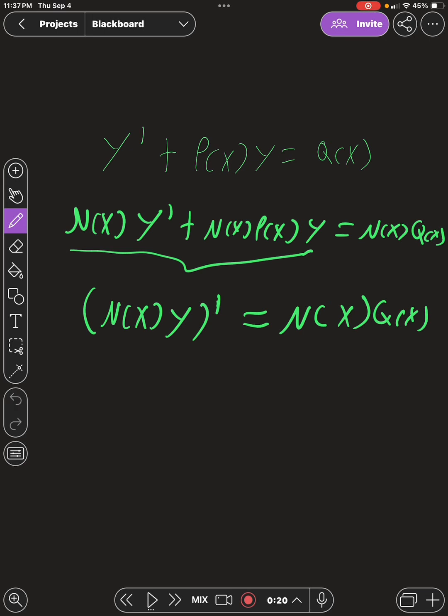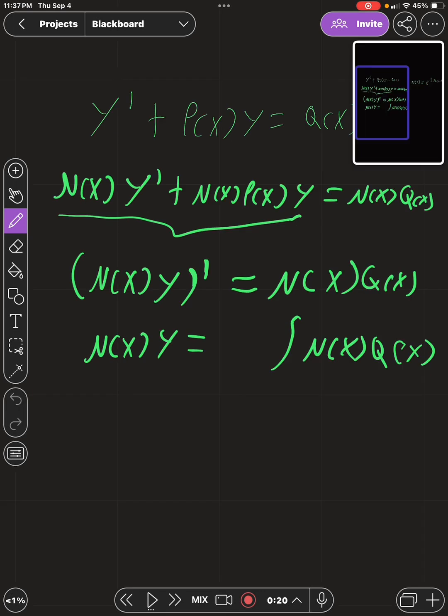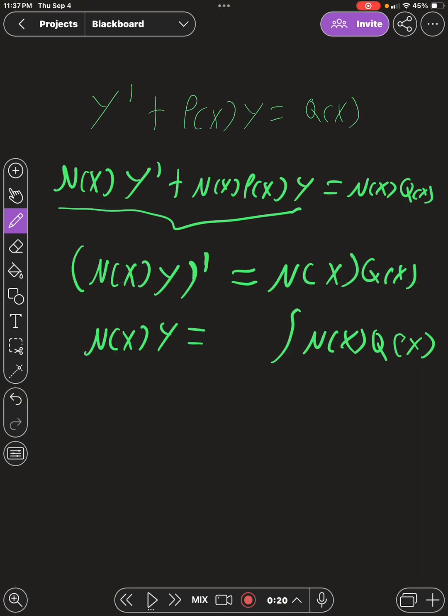So now we see we don't have y prime anymore. We just have y inside the parentheses, which is differentiated, which has itself a prime. From here, we can actually take the integral of both sides. Then we get mu of x y is equal to the integral of mu of x q of x. And from here, it's pretty simple. We just divide by mu of x. So we're going to get y of x equal to 1 over mu of x times the integral of mu of x q of x.